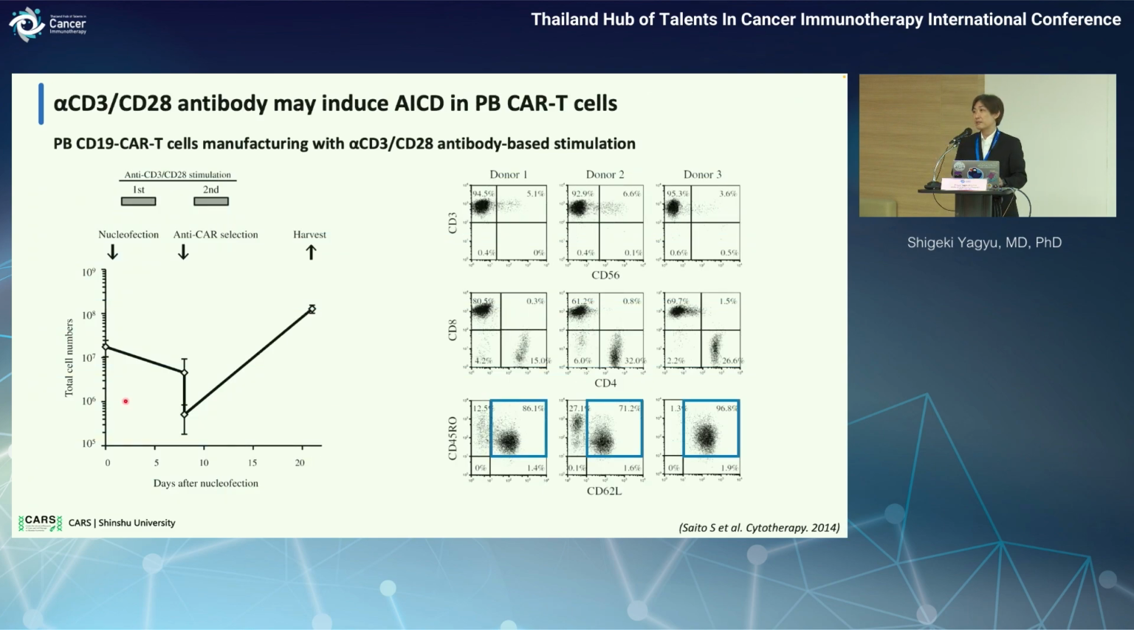So why do we follow this manufacturing approach? This is a paper describing the manufacturing of piggyBac CD19 CAR T cells in our group for the first time. In this study, we generated piggyBac transposon-mediated CD19 CAR T cells, and these cells were stimulated by anti-CD3, CD28 antibodies for expansion. However, as you can see here, these cells showed massive cell death after the first stimulation, probably due to activation-induced cell death, and required the selection of CAR-positive T cells.